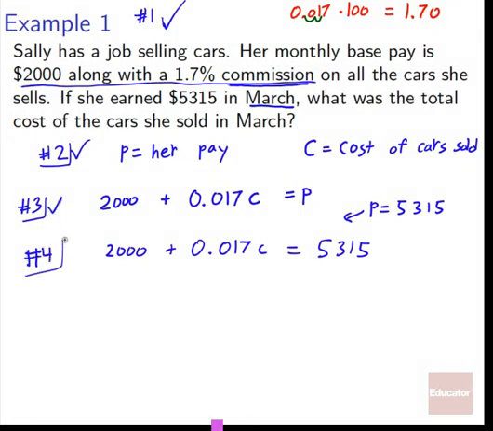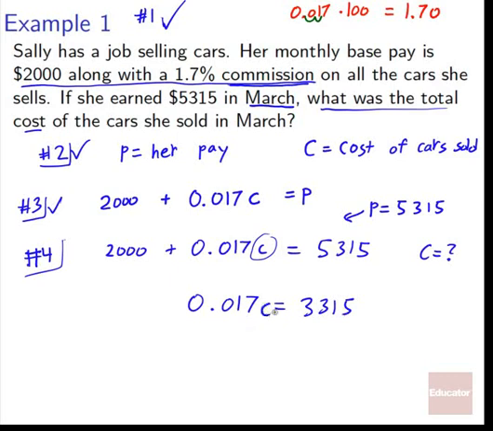We set up our equations, we know how the things interact, now we've just got an equation to solve, right? We want to know C. C is what we're looking for. It asks what was the total cost. So we're looking for C equals question mark. So we just solve for what C has got to be. Subtract 2,000 from both sides. We get 0.017C equals 3,315.